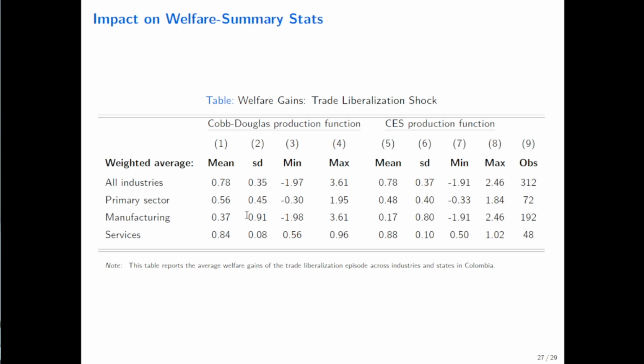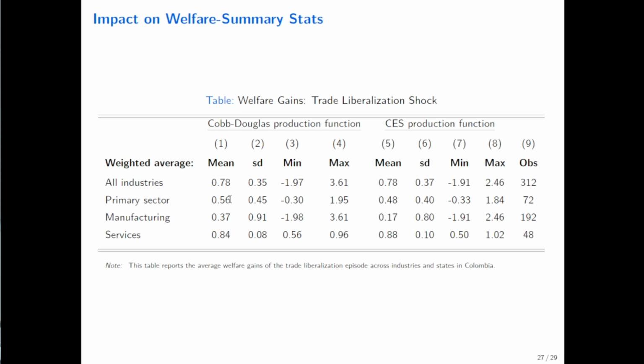Okay, and I will just finish with this. What are the welfare gains with the trade liberalization? Overall, there is not a big impact of having a CES production function versus a Cobb-Douglas production function. The gains from trade are similar in the two cases, about 0.8% of real income.